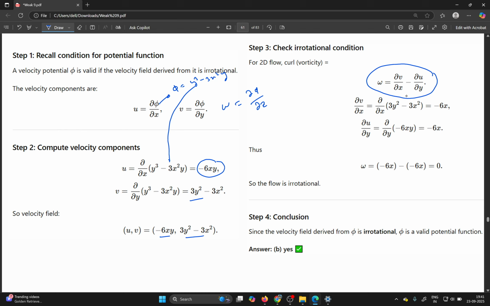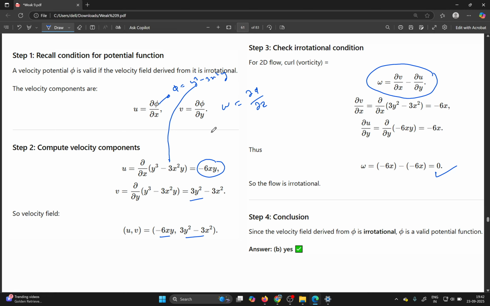So v is your 3y square minus 3x square. If you differentiate v with respect to x, you will get minus 6x, and then after minus 6x, you will finally get 0. So yes, this is a valid potential function, since the velocity field derived from phi is irrotational, so phi is a valid potential function.